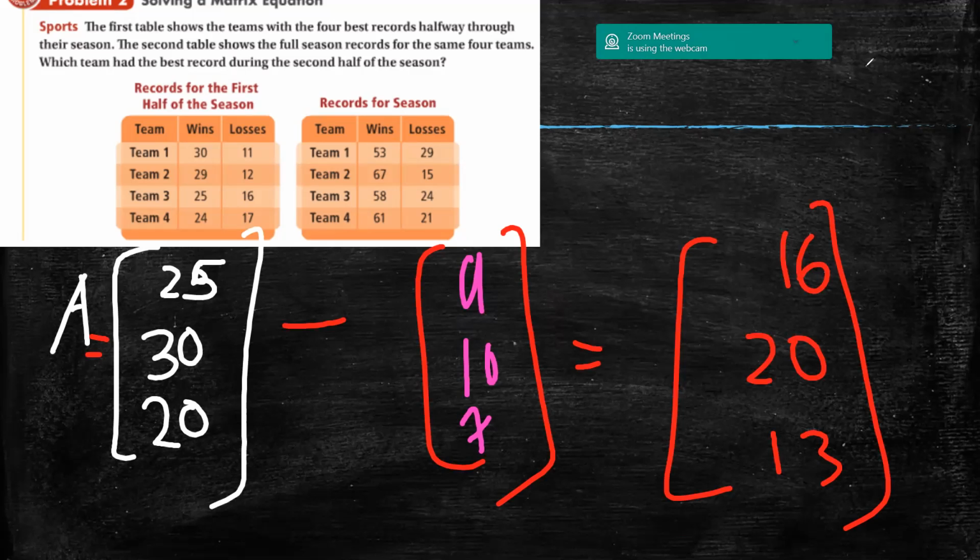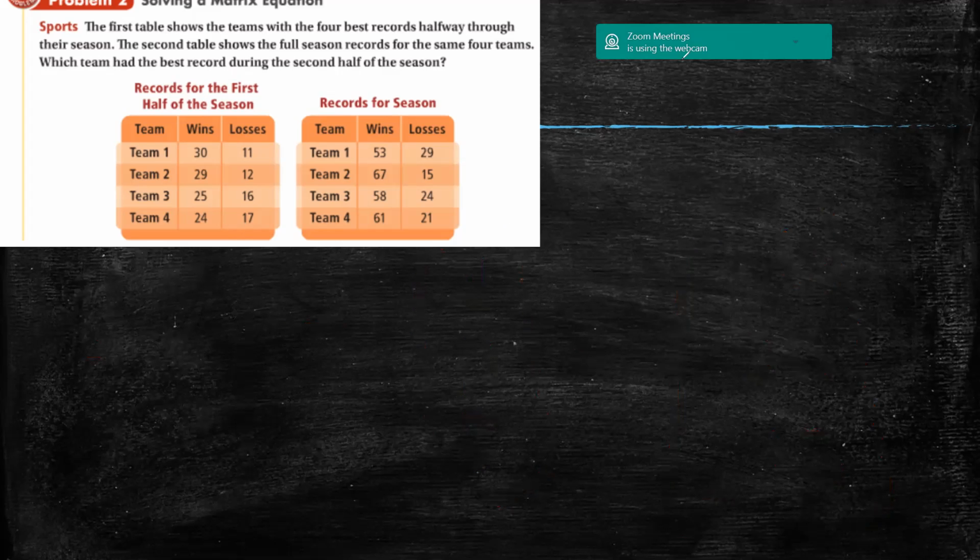Here now we have the sum. The first table shows me the record for the first half of the season, and the second table shows me the records of the whole season, and they ask me now to find the records for the second half of the season, like the first semester, the final, and I want to find the second semester. This is the table now. Let's represent it in a matrix.